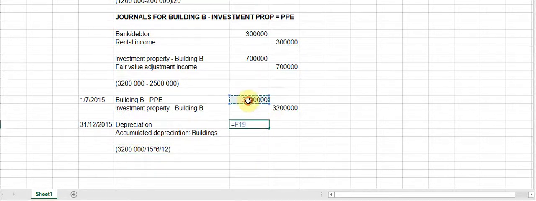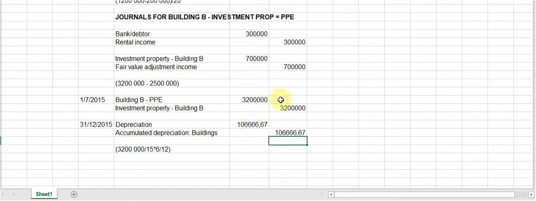And that gives us an answer of 106.66. I'm just rounding to 2 decimals because that is money that we are working with here. Right, that is the depreciation. As you can see, we don't do a revaluation surplus. So I'm just going to say, no revaluation. This is the cost model.